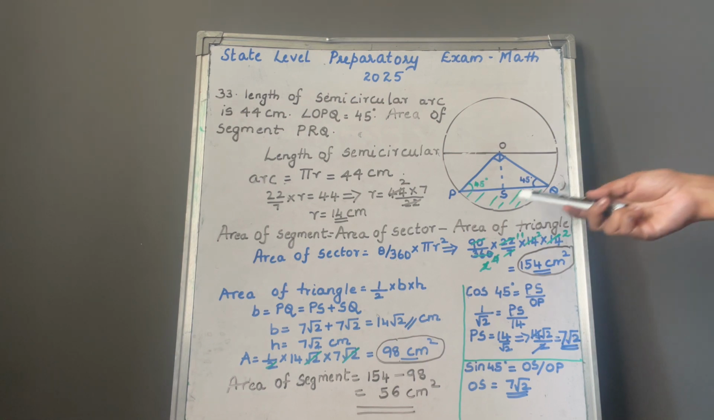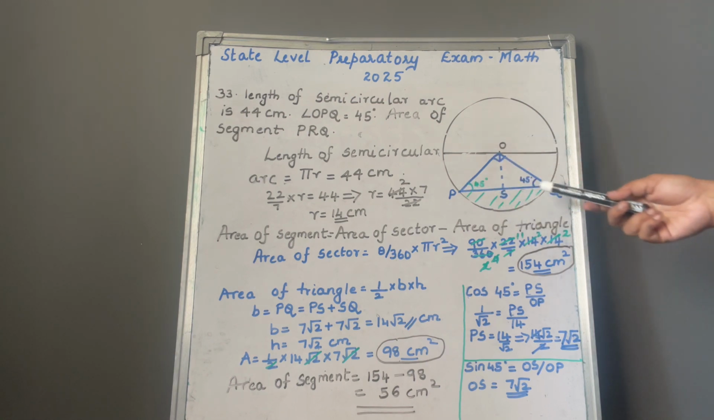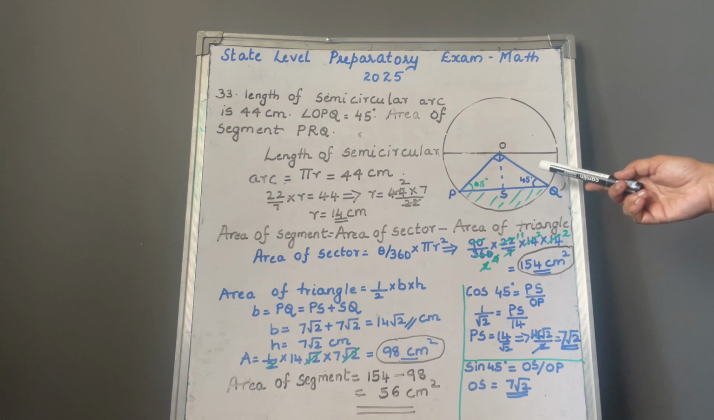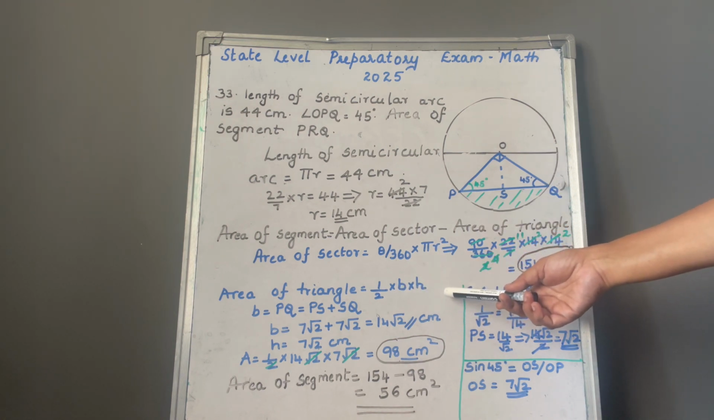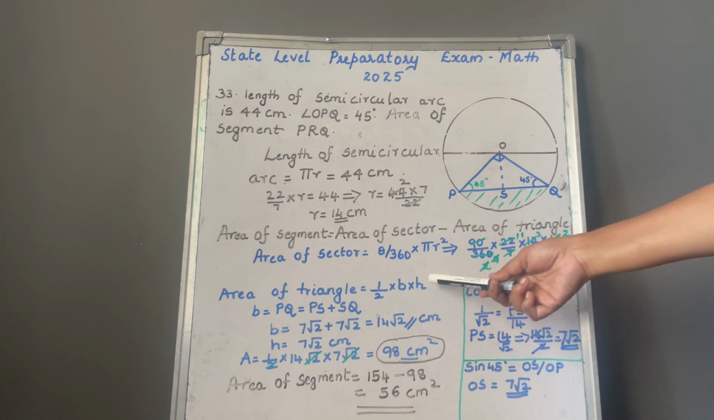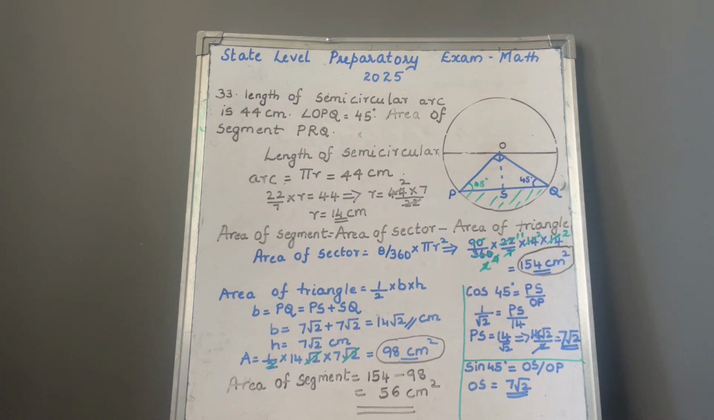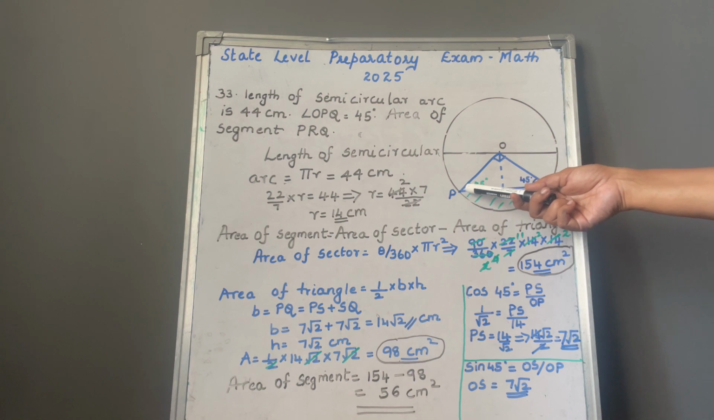Now we have to find the area of the triangle OPQ. To find the area of a triangle, we know the formula is half into base into height. So we need both the base and height to find the area of the triangle. Here the base is PQ and the height is OS. Here the angle is given as 45 degree.